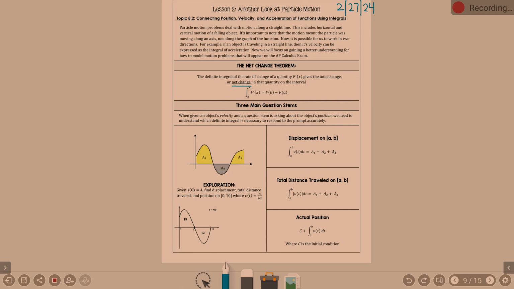As we look at this first one, the displacement on a to b. If we are talking about displacement, in order to find displacement, realize that you are integrating velocity over the interval, okay? In a scenario like this, when you're looking at the graph, as we're looking at displacement, we know that sections A1 and A3 have a positive value because they are above the x-axis. A2 has a negative value because it is below the x-axis. And so when we're talking about this being a velocity graph, we're talking about adding A1 and A3 and subtracting A2.